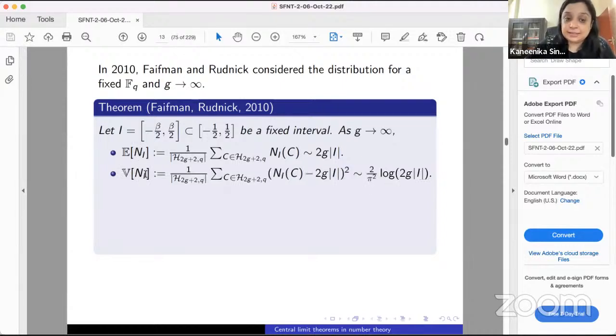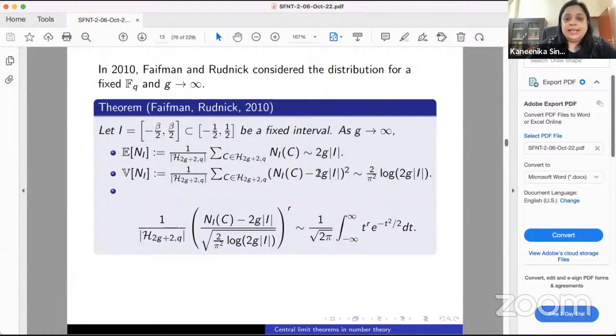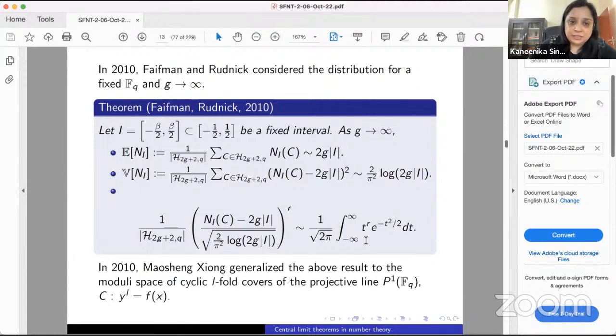The next question is about variance. They also obtain the variance for these families, and the variance in this context turns out to be asymptotic to 2 over pi squared times log of 2g times the length of I. This looks very different from the situation of our prime omega function, but the kind of questions that we are asking are very similar, so the general form of the theorems is quite similar. And as in the case of the Erdős-Kac theorem, if you take the rth power moments of these variables that you construct from n sub I of c, you end up getting that they are asymptotic as g goes to infinity to the rth power moments of the Gaussian distribution again. This was the theorem of Faifman and Rudnick.